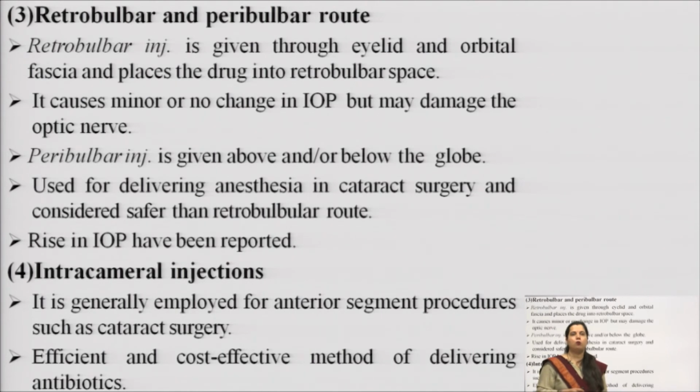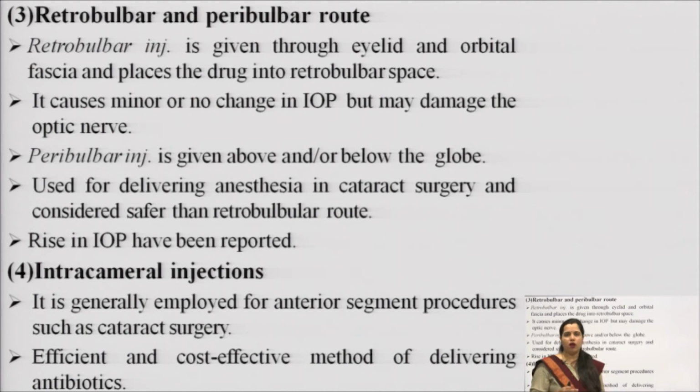Third one is the retrobulbar and peribulbar route. Retrobulbar injection is given through the eyelids, okay, through the orbital fascia, and places the drug into the retrobulbar space. So, this injection is basically given through the eyelids. It causes minor or no change in IOP, that is, intraocular pressure is maintained in the eye. It has no effect on this, right, but may damage the optic nerve. So, this is again a disadvantage of using this type of injection.